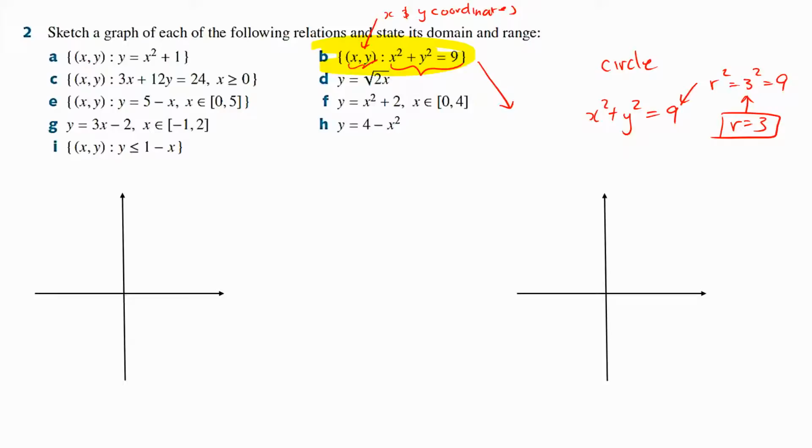So we had to just draw the circle. Then okay, let's do B. Circle, we've got a radius of 3. So 3, 3, negative 3, negative 3. Yeah? So it says, sketch the graph of the following relations. This is a relation. How do you know? Why is it a relation?